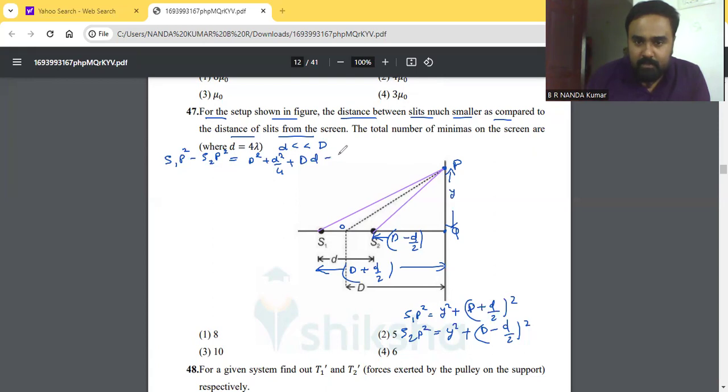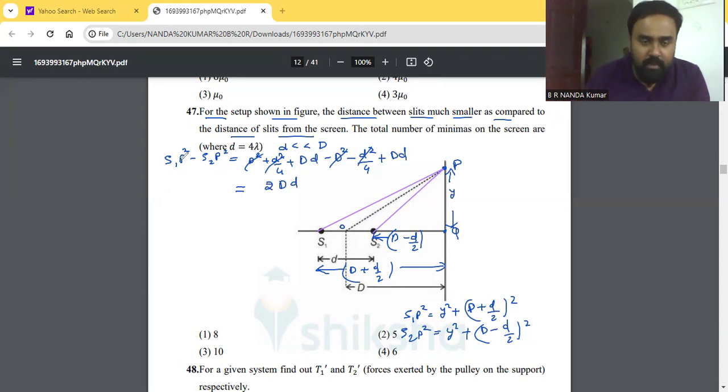So minus capital D square minus d square by 4. So minus into minus is plus. So 2 into capital D into d by 2, again the 2 cancels, capital D into small d. So d square by 4 cancels, and this is 2 times capital D small d.